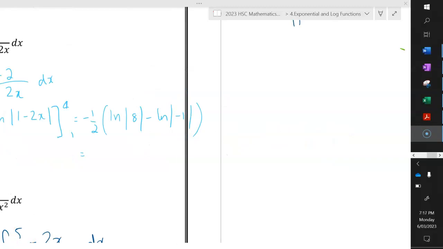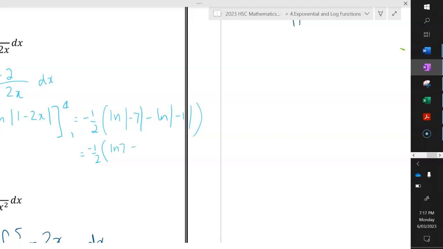Okay, let's just neaten that up a little bit. I'm going to have minus a half there, log of, sorry, that should have been log of, we had 1 minus 8, which is minus 7. I apologise there, sorry guys, it's late at night at the moment. So 1 minus 8, which is minus 7. Log of minus 7 is just going to be log of 7.